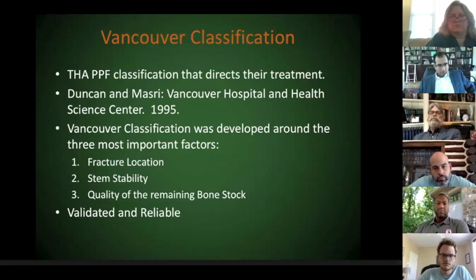The classification directs their treatment. We're all familiar with the Vancouver Classification, published by Duncan and Masri in 1995. Basically, it's based on the 3 most important factors. Number 1, where is the fracture located? Number 2, what is the stability of the stem? And number 3, what is the quality of the remaining bone stock? The classification has been proven valid and reliable.